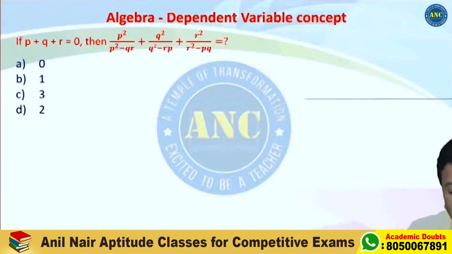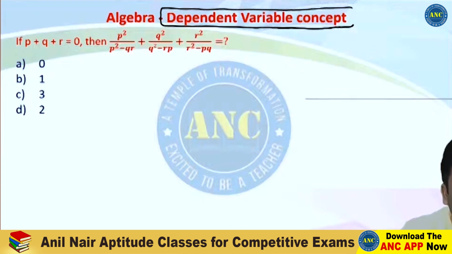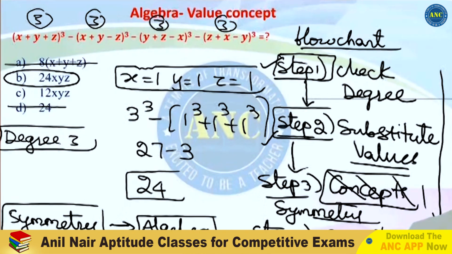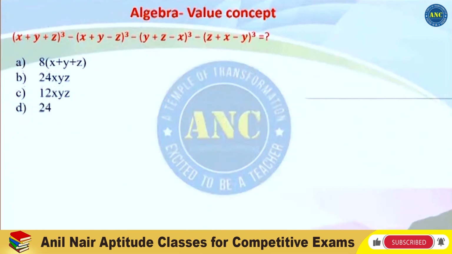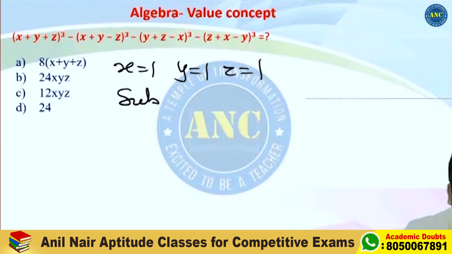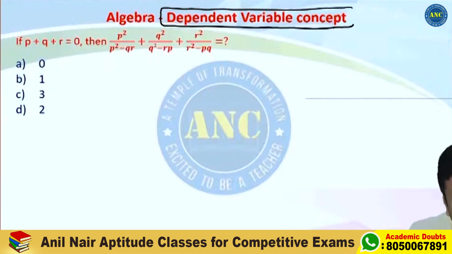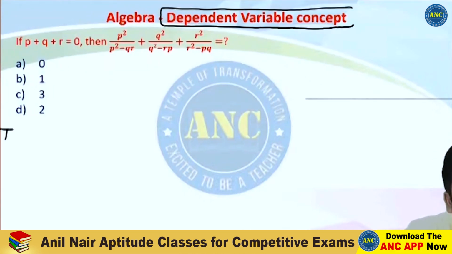Next one. Now another concept. Concept number 2: dependent variable concept. Where is this concept used? I substituted some values. I cannot substitute 0 because everything will become 0, so the next number after 0 is 1. I made x1, y1, z1. That is substitution.